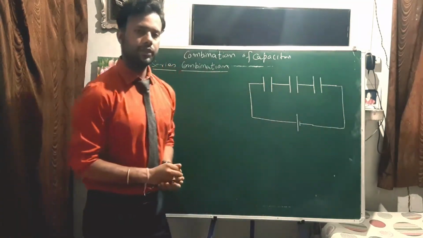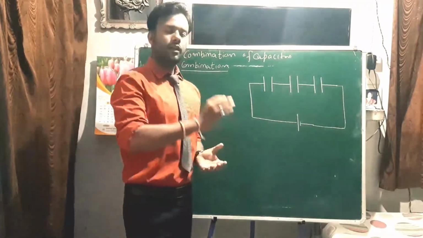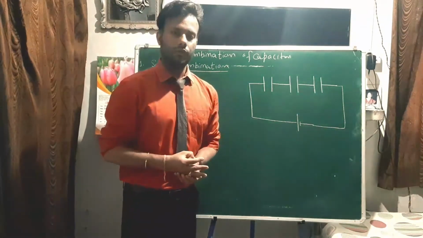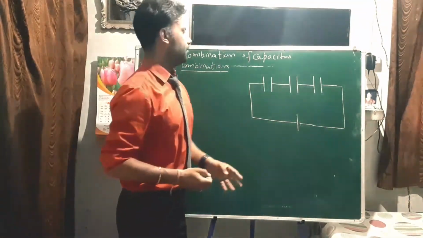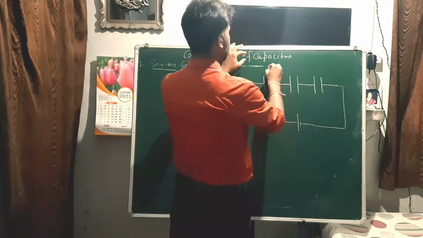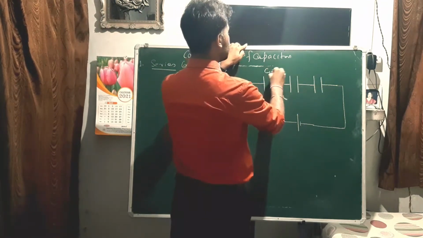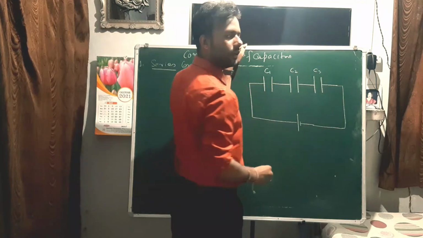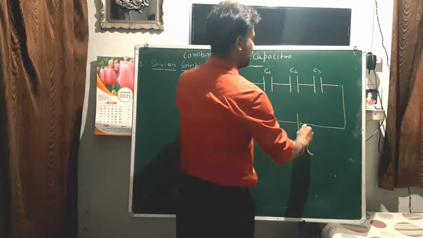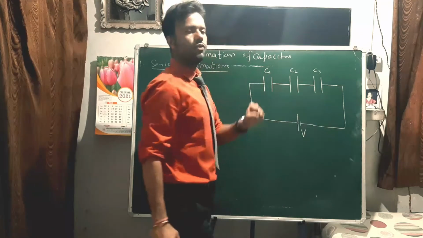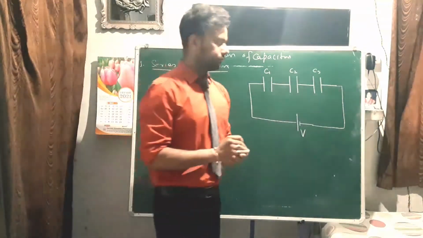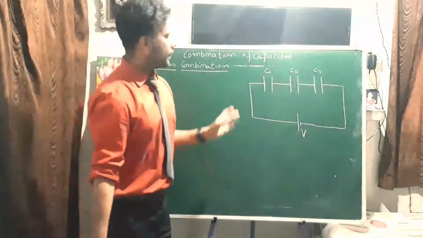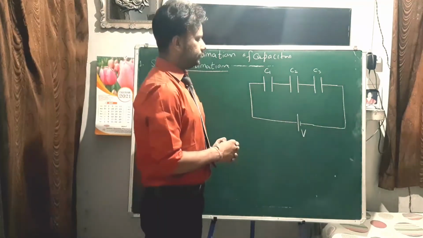You can see in the diagram, one plate of the capacitor is directly connected to a plate of the second capacitor, and so on. Let's say the capacitances of these capacitors are C1, C2 and C3, and they are connected with a voltage source V. Now, how is the charge distributed in these capacitors?